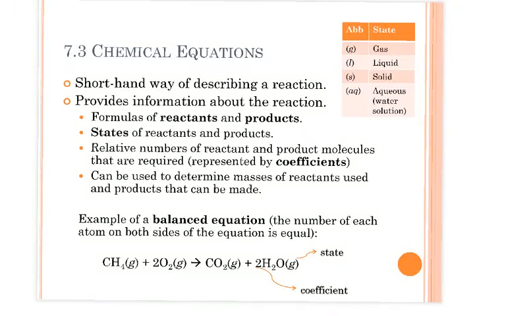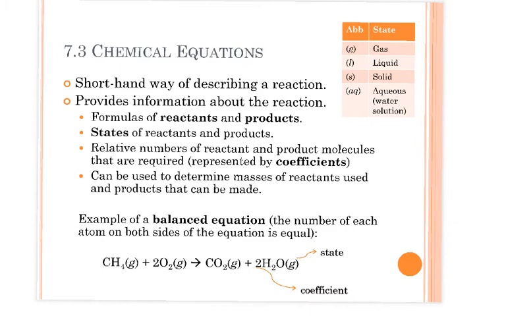We've talked about physical and chemical changes and how chemical changes are usually associated with a chemical equation because our substance is actually changing in its nature. So when we write chemical equations, it's a shorthand way of describing a reaction. It gives us information about the reaction, such as the formulas of the reactants and the products.